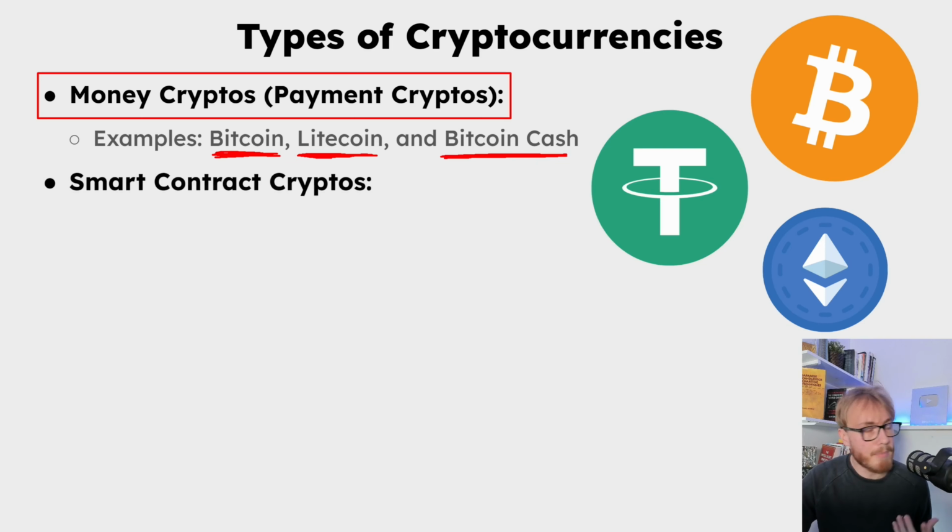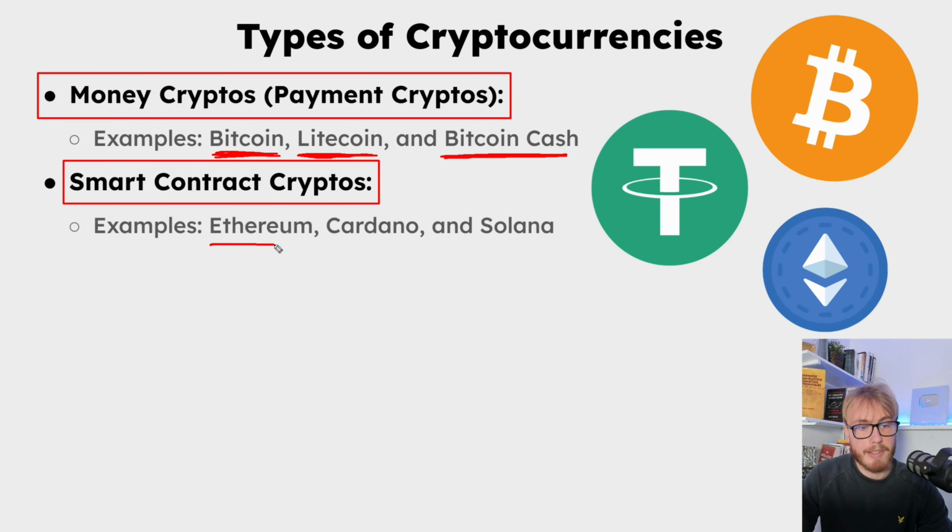The next type I want to talk about here is the smart contract cryptocurrency type. And remember, Ethereum right here is an example of a smart contract cryptocurrency. Some other big ones are Cardano and Solana. So these three examples are different blockchains where you can create smart contracts. Explaining smart contracts is a little bit out of the scope of this video, but it's still important to understand that different cryptocurrencies have different purposes.